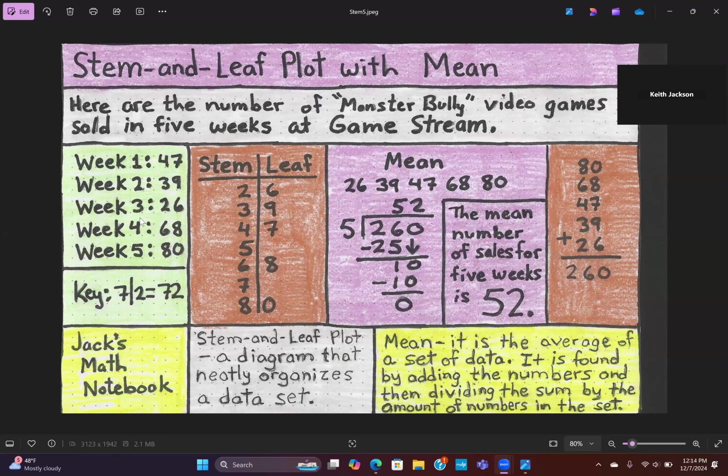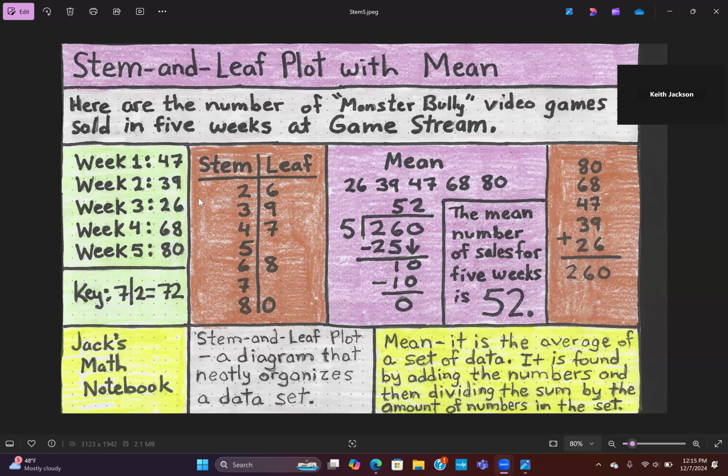And let us organize this data in the stem and leaf plot because the stem and leaf plot is a diagram that neatly organizes data. And as you can see, the two over here and the six right here represents 26. The three and the nine represents 39. The four and the seven represents 47. There is no 50 number right here. There's no numbers in the 50s, so we're just going to leave that blank. And then there's 6 and 8, which represents 68, and 8 and 0, which represents 80. And you can take a look at the key, and you can see that 7|2 represents 72.